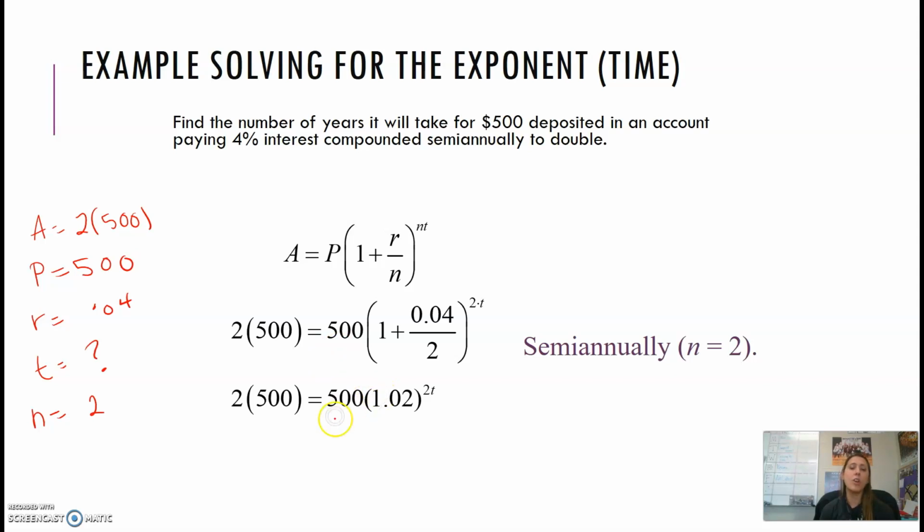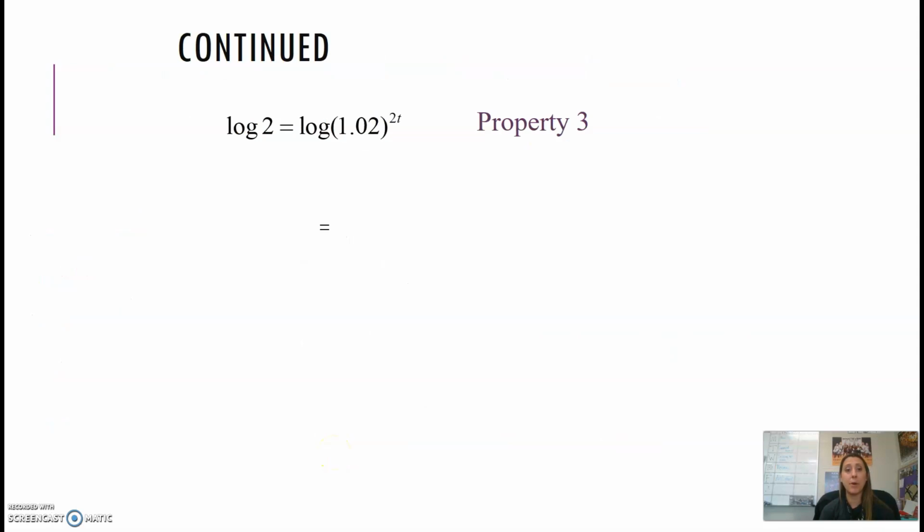Wait, what did I? Oh, no, sorry. The first thing I guess I'm going to do is figure out what's inside the parentheses. Then I'm going to divide both sides by 500. Sorry, it doesn't matter. You can do either one. Okay, so once I divide both sides by 500, now I've got something that looks like I can solve it. So what I'm going to want to do is take the log of both sides.